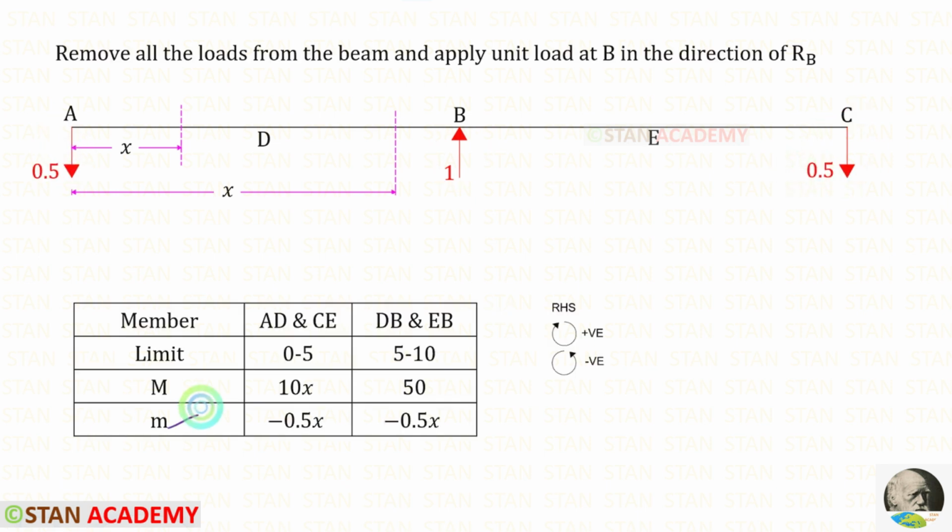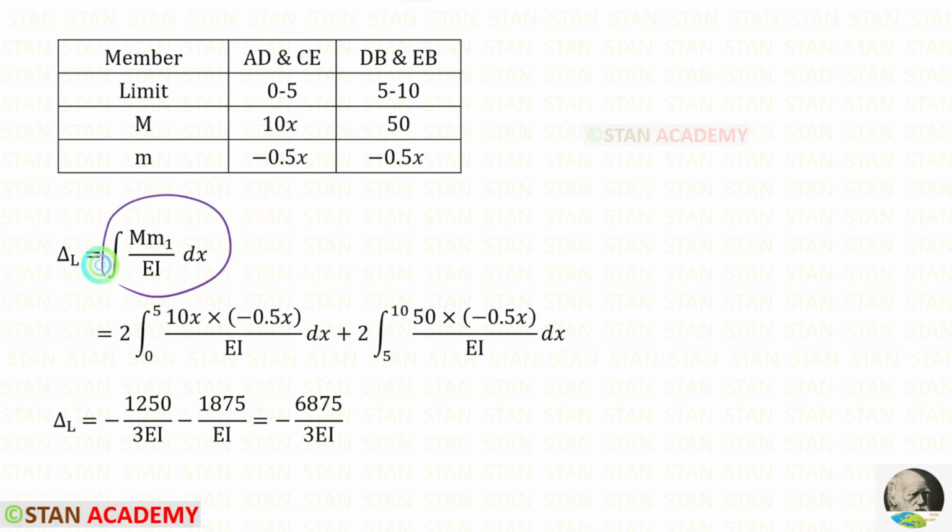Let us find m. Up to both of the sections, RA is acting in the anticlockwise direction so it will be negative and the distances are x. So it will be minus 0.5x. Using this formula, we can find delta L. We have to be very careful. These two values are for AD and CE, and these two values are for DB and EB. So we have to multiply the integrations by 2.